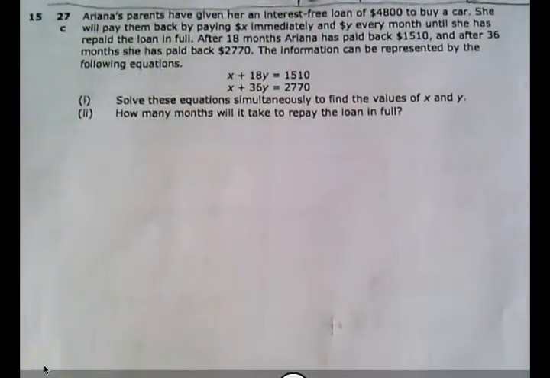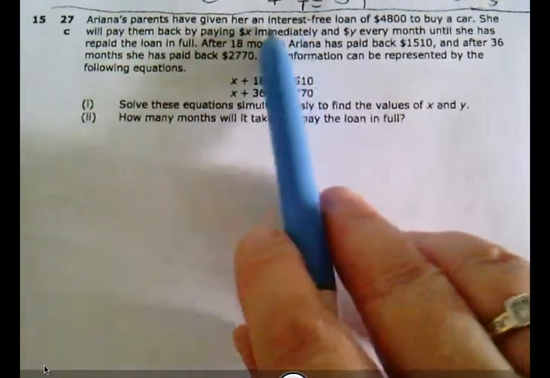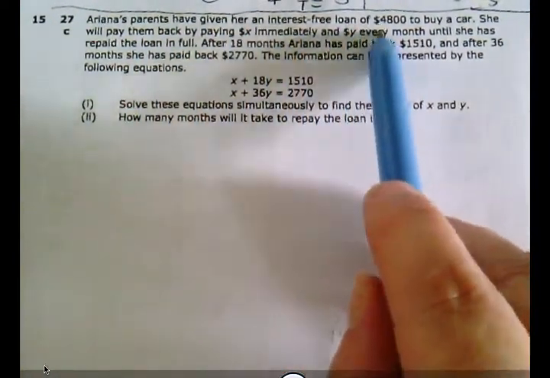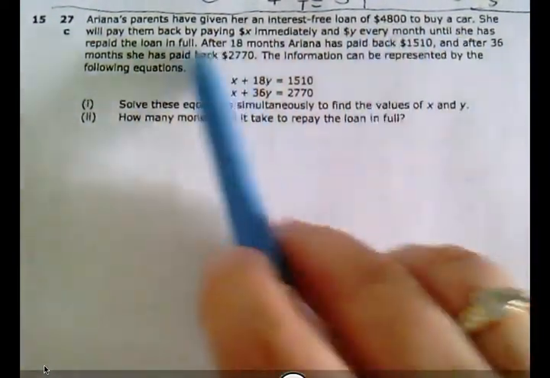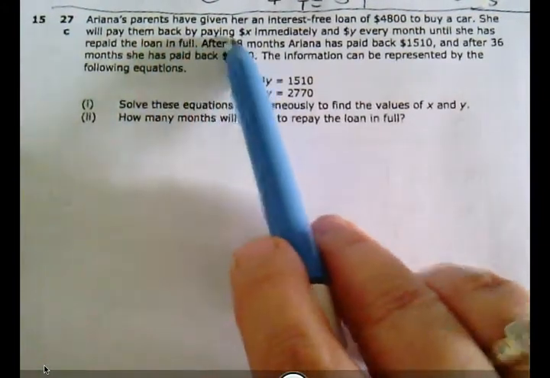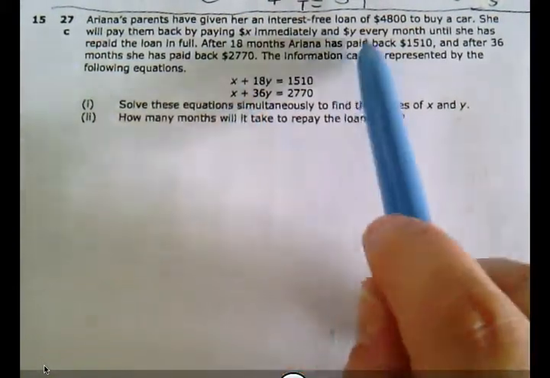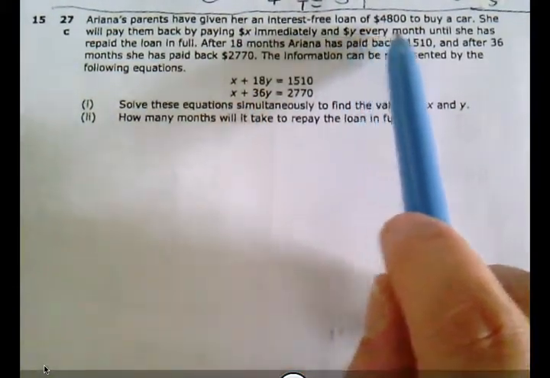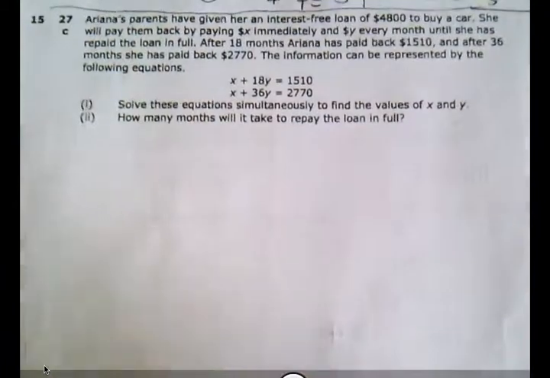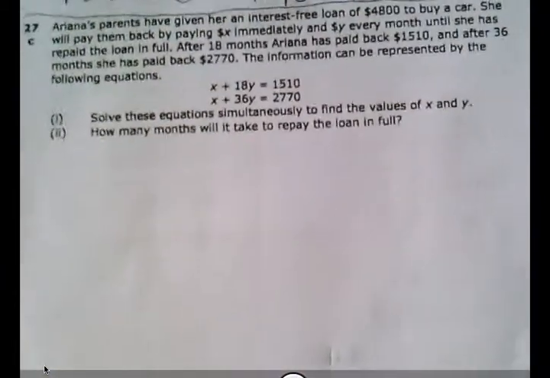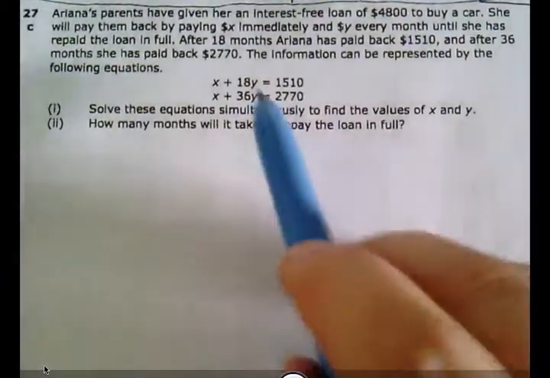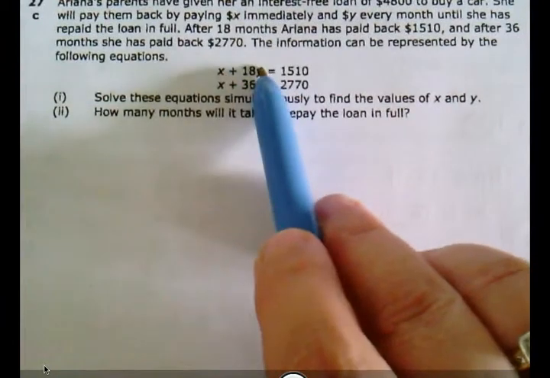Question from 2015. Ariana's parents have given her an interest-free loan of $4,800 to buy a car. She will pay them back by paying X dollars immediately. So she pays the X straight up, but then she'll pay Y dollars every month until she has repaid the loan in full. So she's paying X dollars up front and then Y dollars each month.